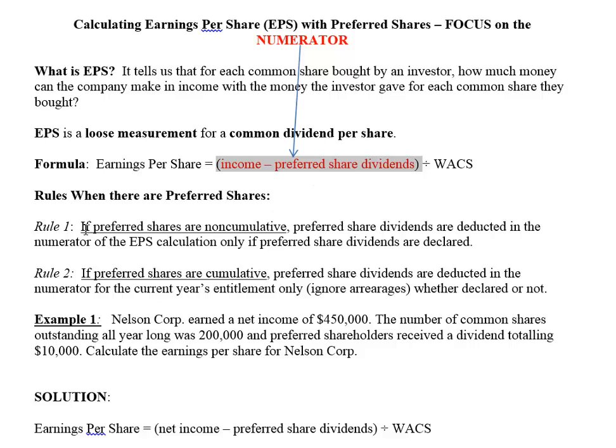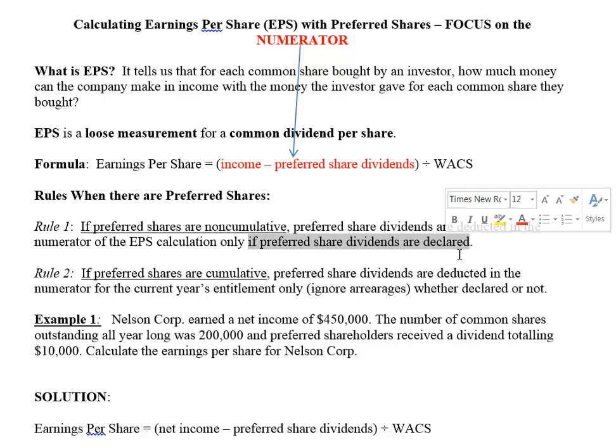Well, we've put down here some rules for you. If the preferred shares are non-cumulative, meaning that any missed dividend payments do not have to be made up when the dividend is declared, the only time you deduct the preferred share dividends is if they're declared. So you only deduct them if the preferred share dividends are declared.